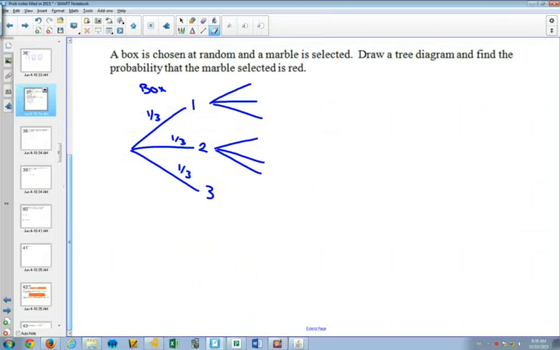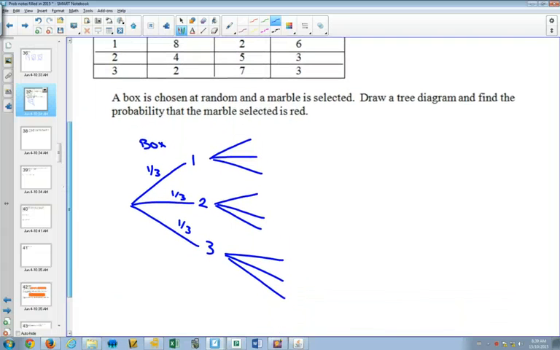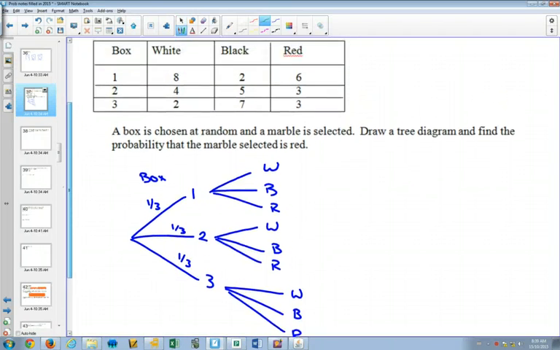Sometimes you might run out of room. There we go. And the colors are white, black, and red. So I go white, black, red, white, black, red, white, black, red. And then on the branches, maybe I'll change color here in case it gets a little bit small.